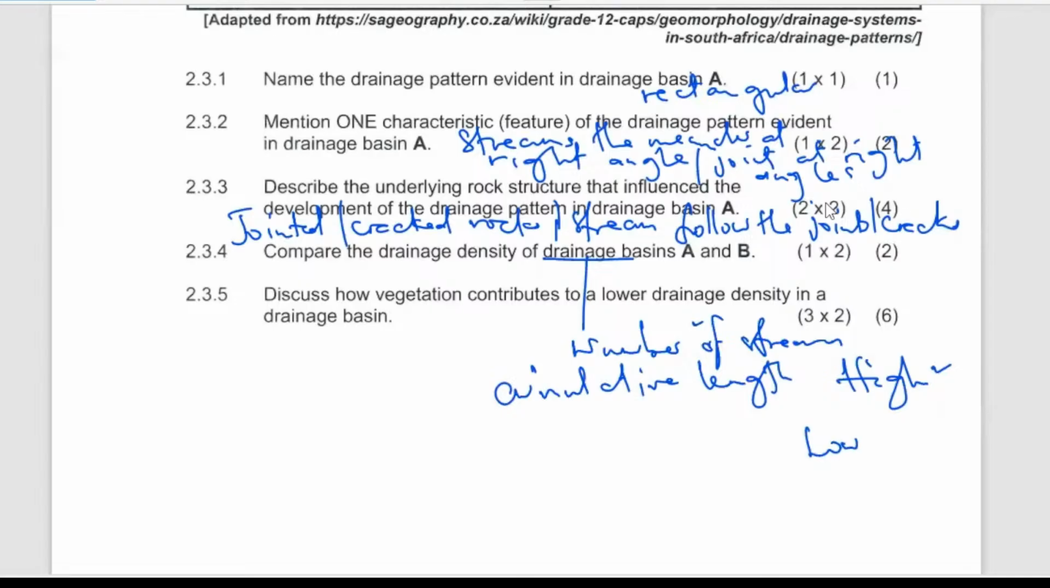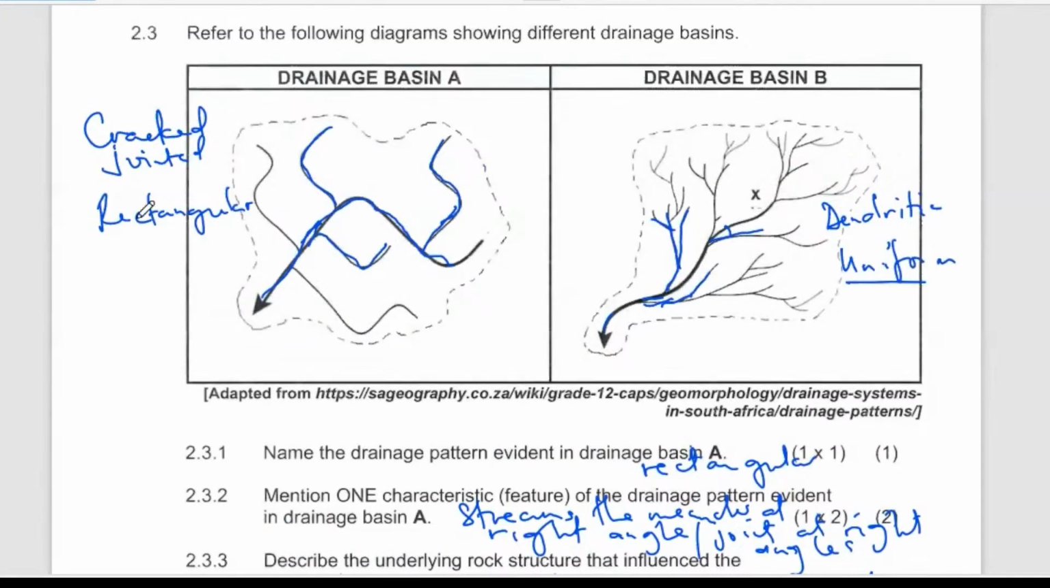If there are fewer, that means we have a low density. So going back to our two drainage basins, if we try to check here and here, we tend to find that we have many streams here. Or if we were to add up the streams to get one length, we're going to get a longer length in drainage basin B.